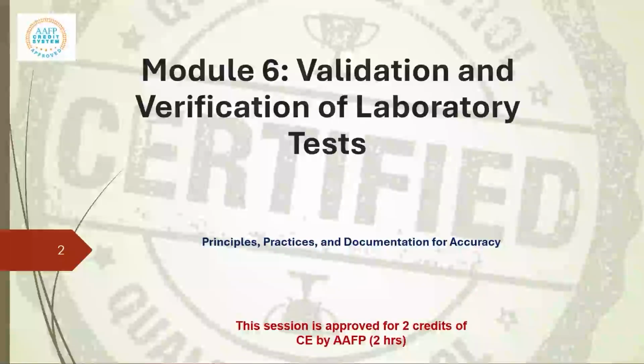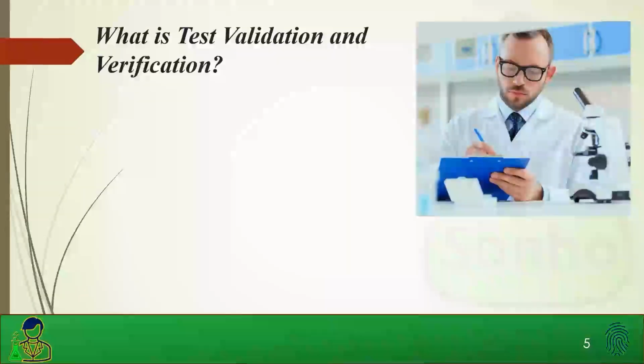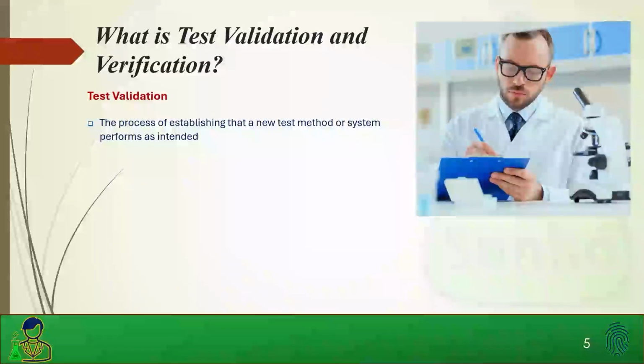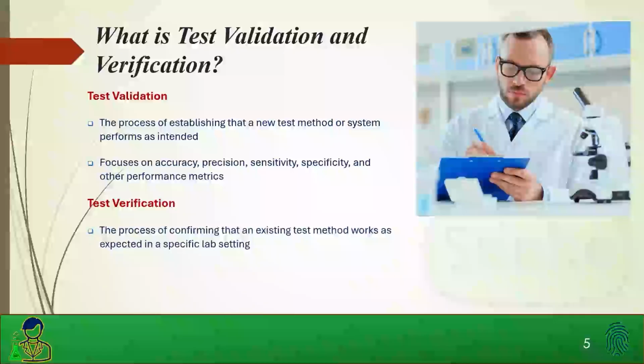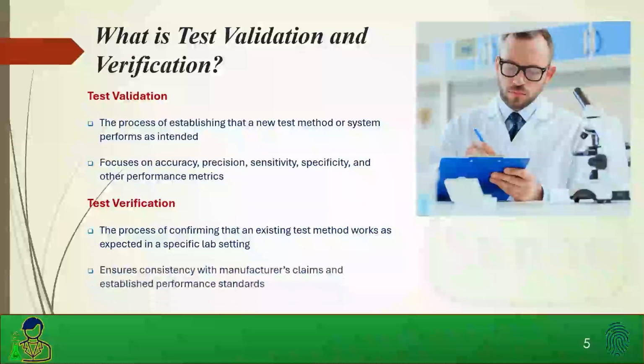And it's Module 6, Validation and Verification of Laboratory Test. So what is test validation and verification? Validation is the process that establishes that a new test method or system has performed as intended. It focuses on accuracy, precision, sensitivity, specificity, and other performance metrics. And verification, this process confirms that an existing test method works as expected in a specific lab setting. It ensures consistency with the manufacturer's claims and established performance standards.